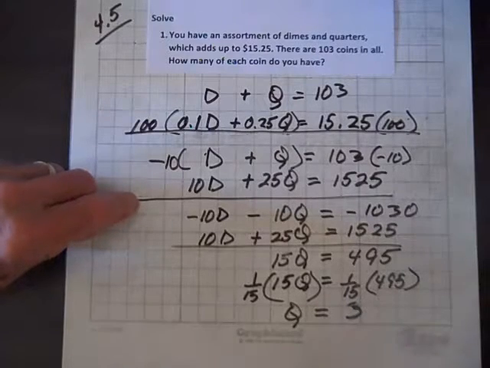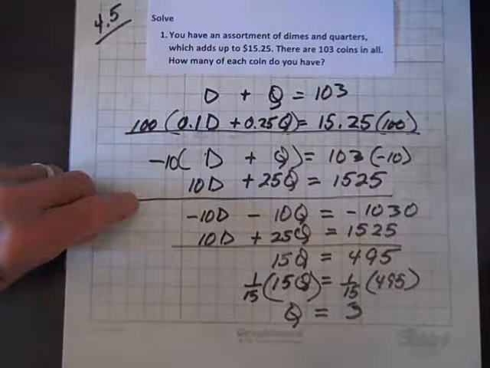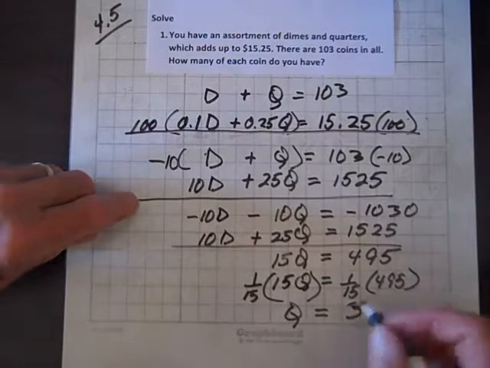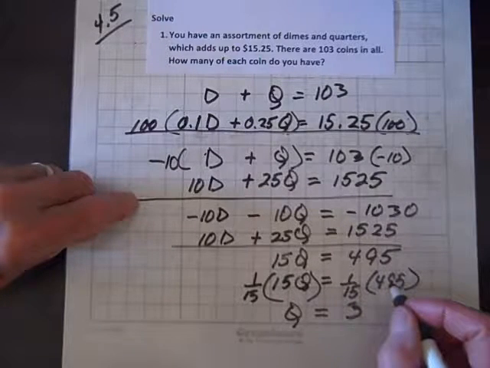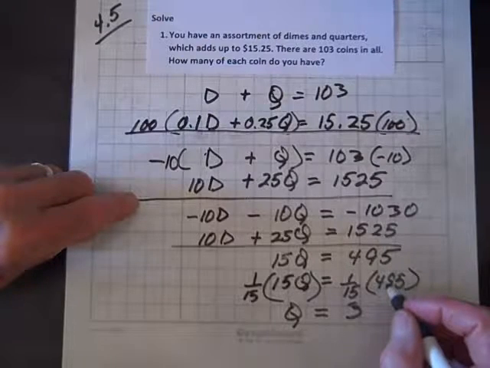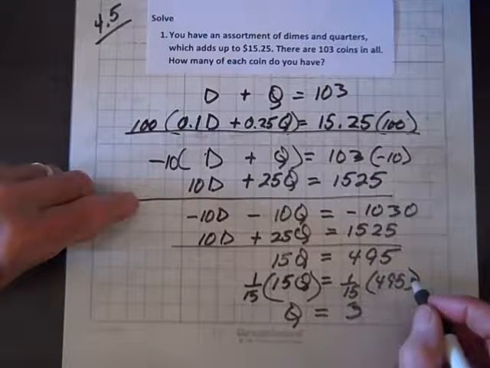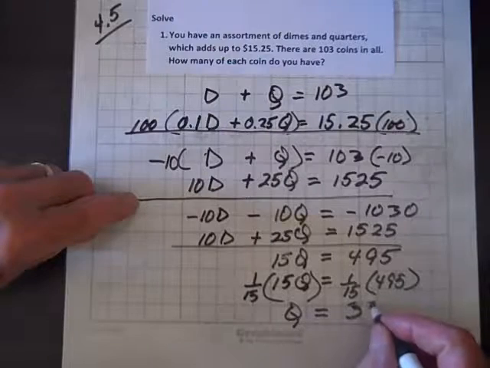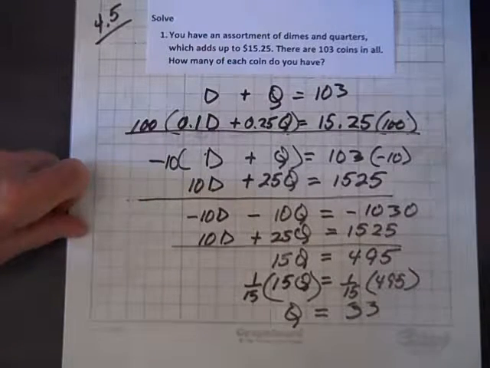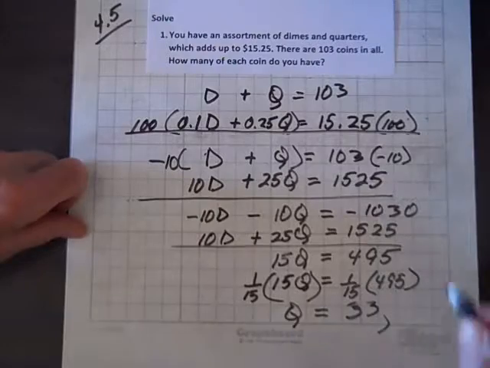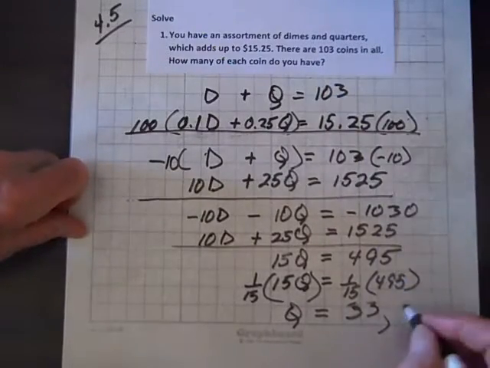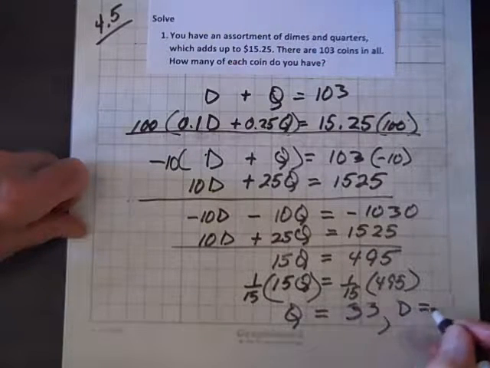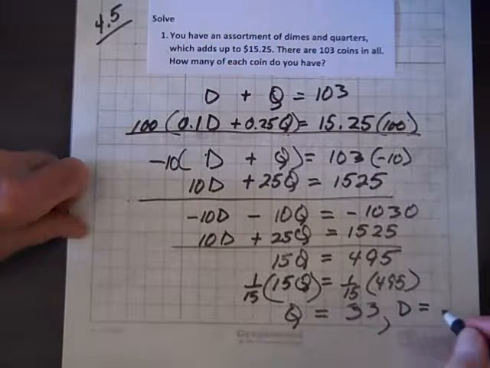See, do I have that right? I want to check my arithmetic. 15 goes in here 3 times. 15 goes into 49 3 times with 4 left over. That gives us a 45. 15 goes into 45 3 times. Yeah, Q equals 33. Now, if we subtract 33 from 103, we'll see that D equals 70.